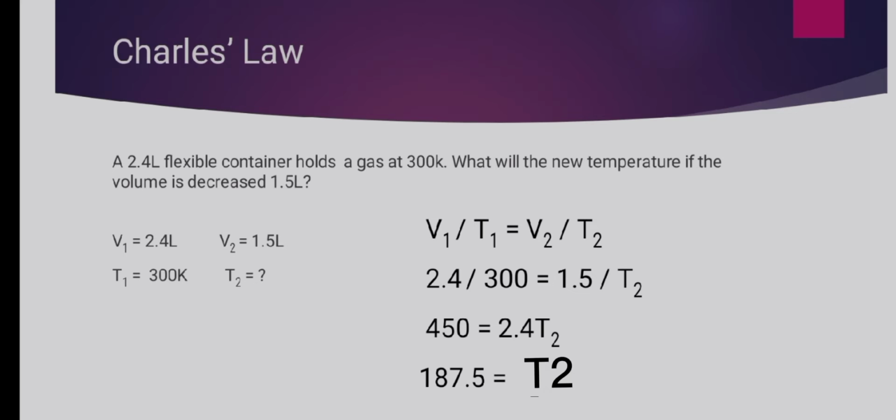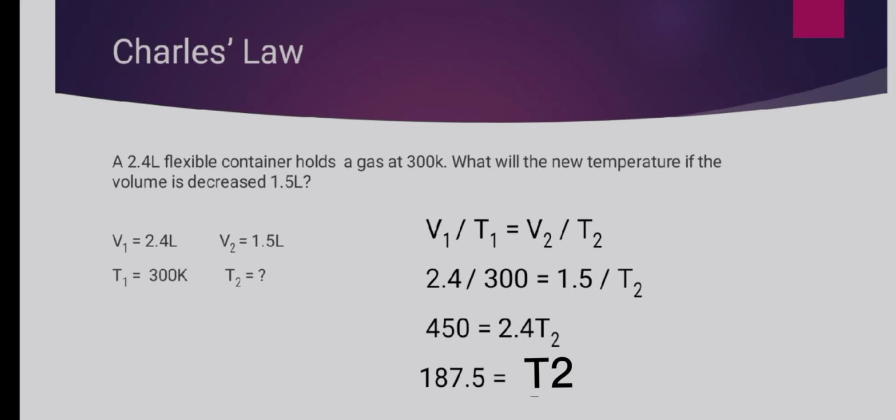By using the given formula V1 over T1 equals V2 over T2, let's substitute the given data. V1, we have 2.4 divided by 300, which is the T1, equals V2, we have 1.5 over T2. Then cross multiply 300 and 1.5, we have 450. And multiply also 2.4 and T2, we have 2.4 T2. Divide 450 by 2.4, we have 187.5 as our new temperature. And so that is Charles' law.